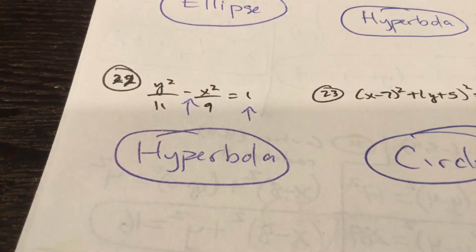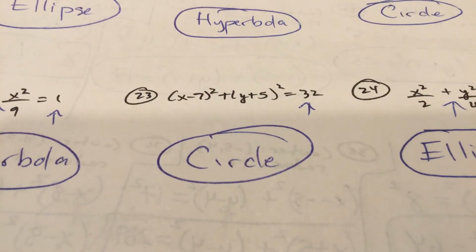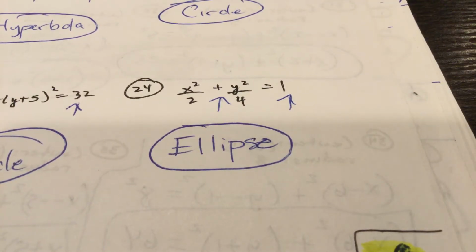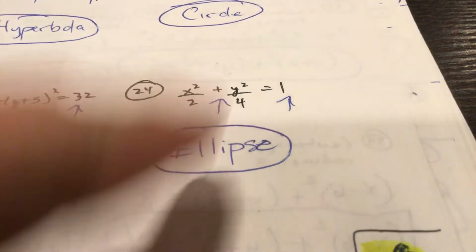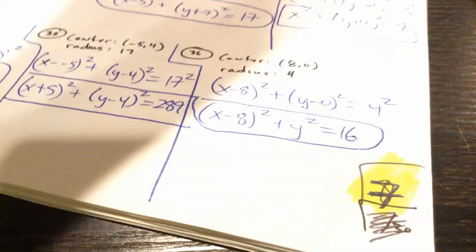You are dividing x squared and y squared by something. It equals 1. There's a subtraction sign in between. That's a hyperbola. You are not dividing x squared and y squared by something. It's set equal to something that's not 1. That's a circle. And last one on this page, you're dividing x squared and y squared by something. It's set equal to 1. That's an ellipse, because there's a plus in between as well. That's an ellipse. That was page 6. And the last 2 pages. Here we go. 25 through 30.